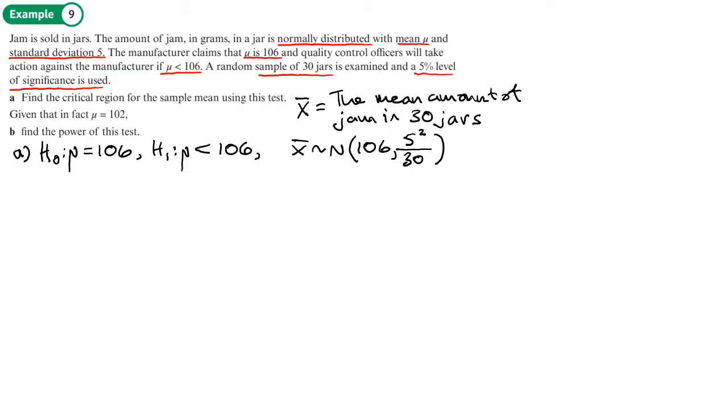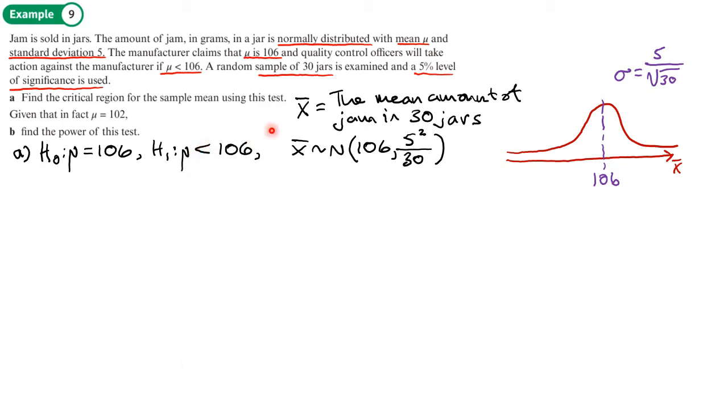I'm going to draw a little diagram like this for my normal distribution. I often find this helpful. Like this, where I have my mean here of 106. I have my standard deviation, and that will be 5 over root 30. And it's a lower tail test because I've got less than here, and the area is going to be 5%, and I want to find a critical value. So this is the critical value here that I want to find.